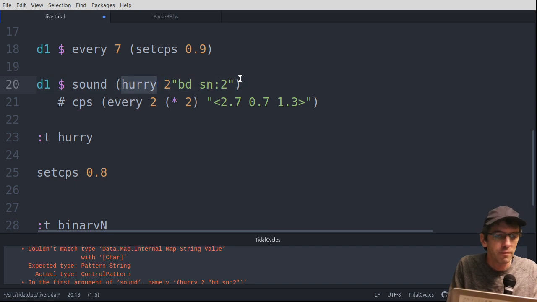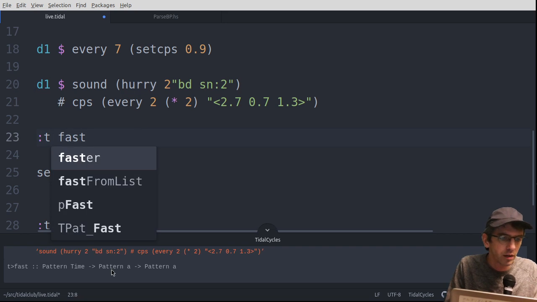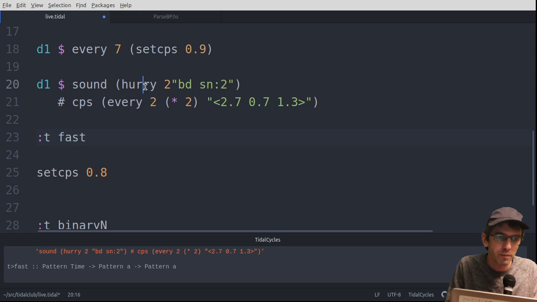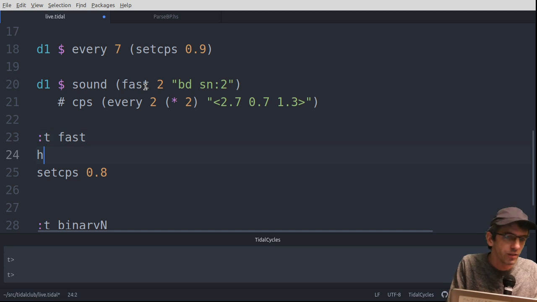But if we look at, say, fast, that will work on any type of pattern. So if we change this to fast, it will work. It's very confused now because it's got its CPS changing all the time.